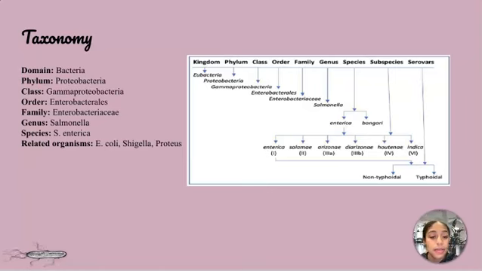Taxonomy. Here's where Salmonella fits in classification. It is in the Proteobacteria phylum and Enterobacteriaceae family. It is closely related to E. coli and shares similar traits, including being gram-negative and capable of living in environments with variable oxygen levels.